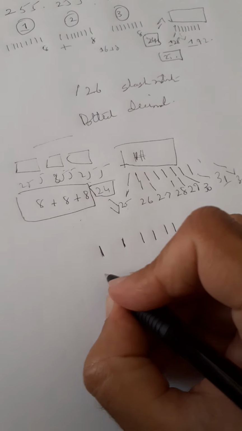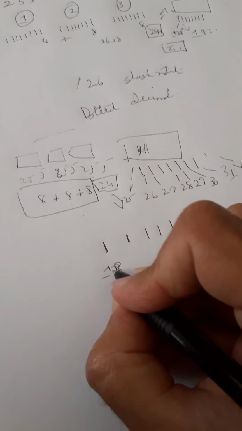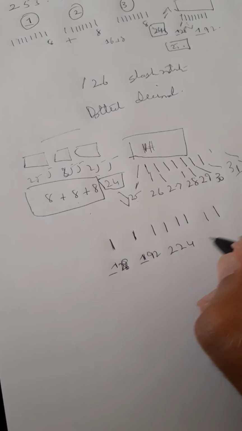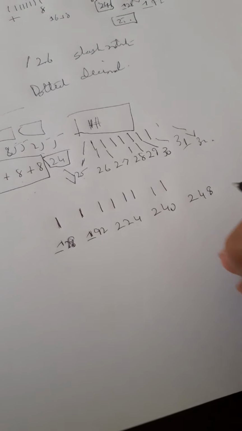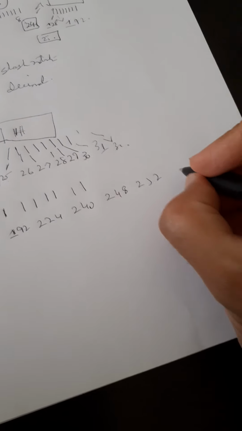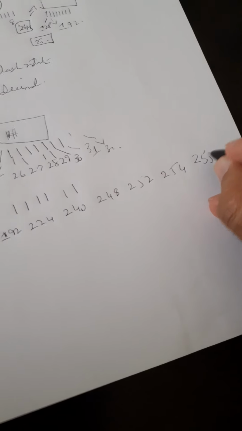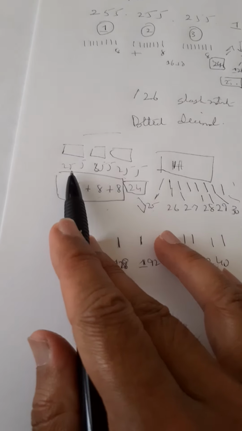3, 4, 5, 6, 7, 8. So 128, 192, 224, 240, 248, 252, 254, and then 255. See, so that comes up to 255.